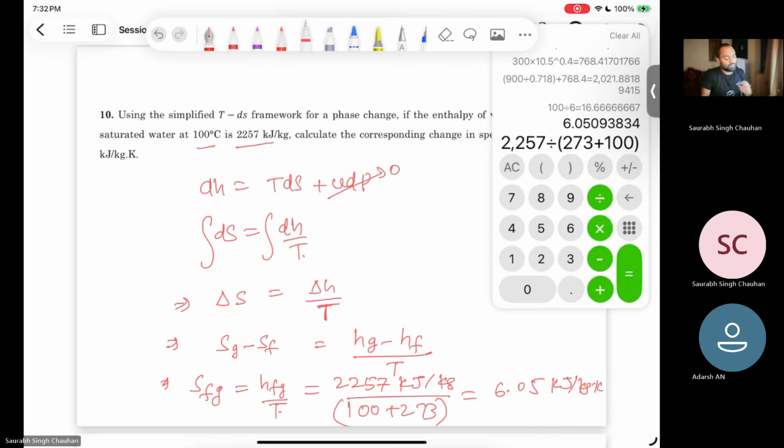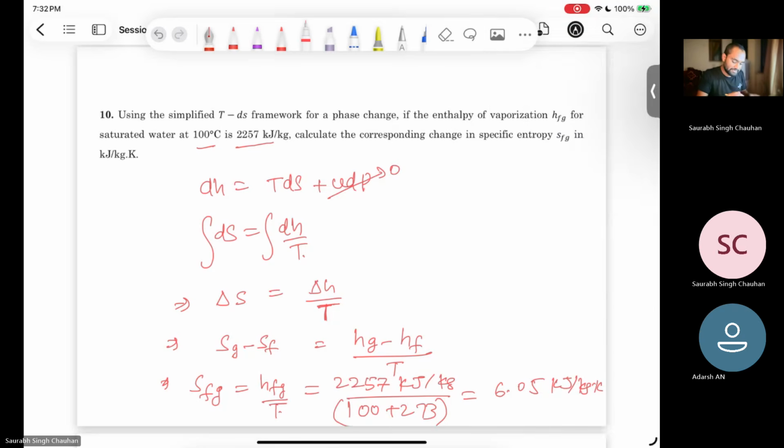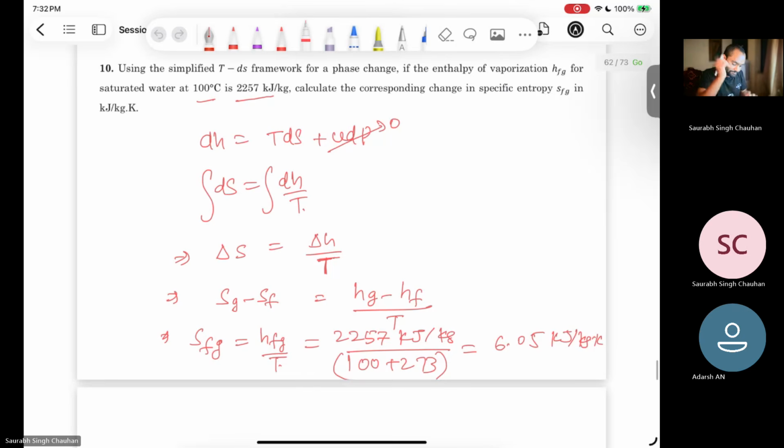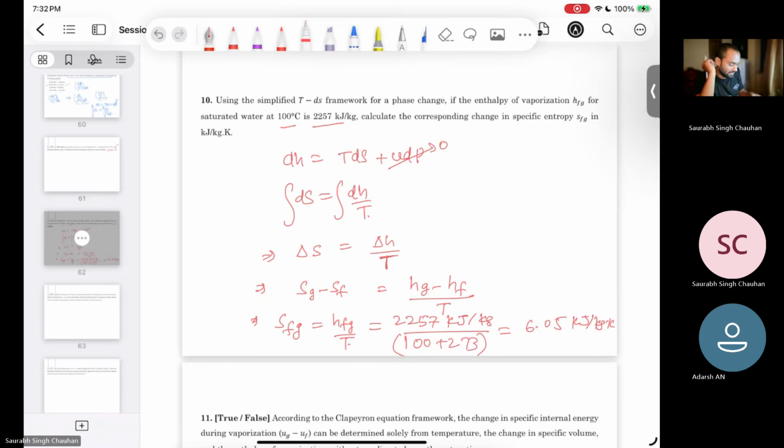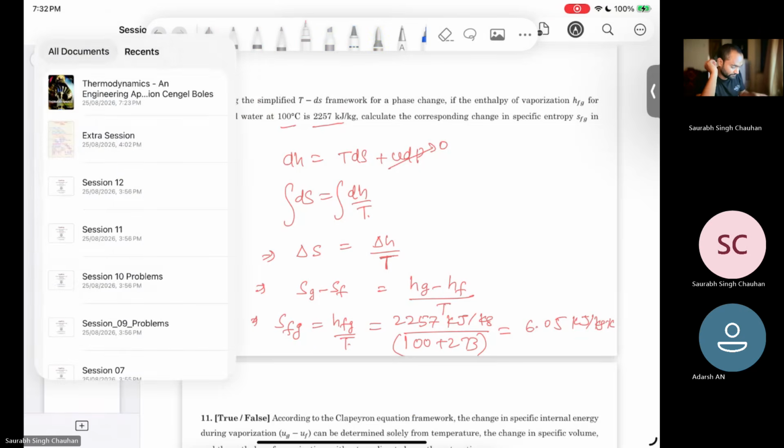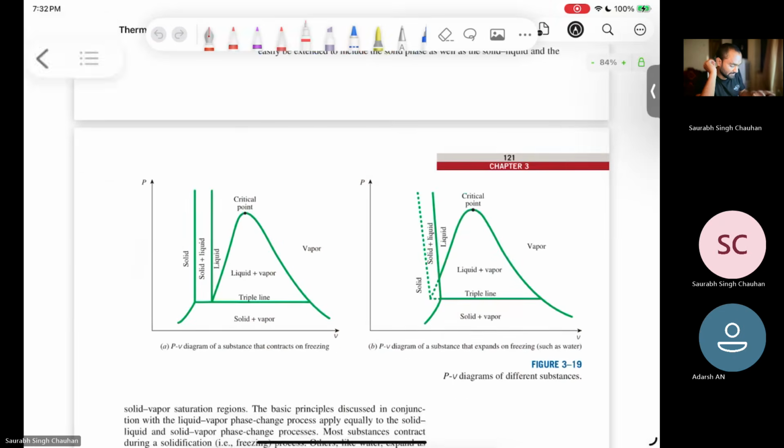Now, in any question, let us say the latent heat of vaporization, hfg, is given, but you don't know the change in entropy during the phase change, I mean sfg is not given. Then do we really need sfg separately? We don't need that. If the temperature is given and the latent heat of vaporization is given, then we can calculate it like this. For example, let us cross check this for any other value. Let us open the steam table.